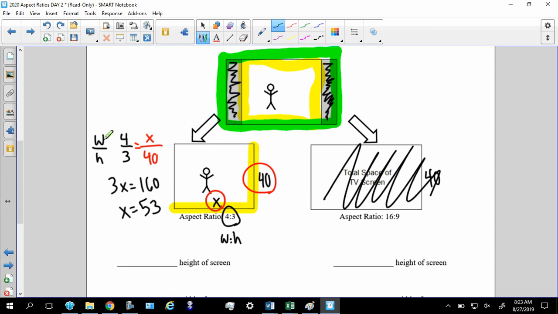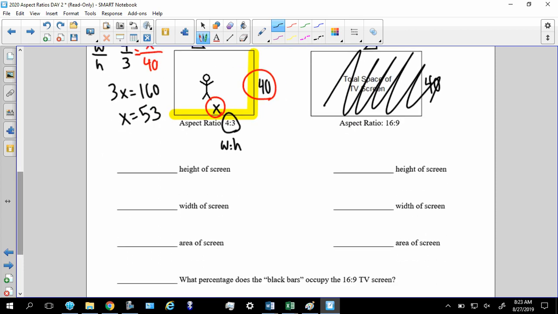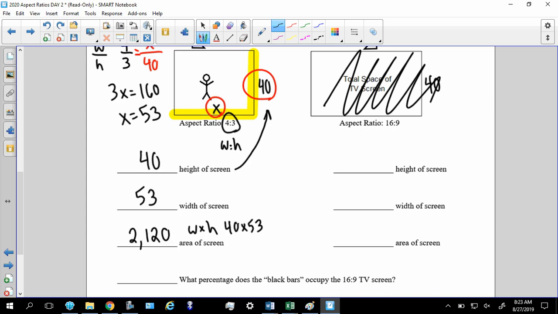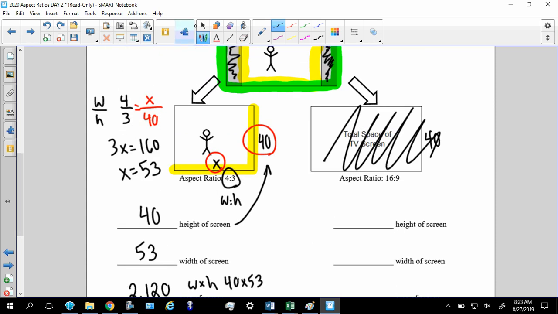All right, so when we start filling this stuff out, like the width of the screen, we just found out that was 53. Now the height of the screen is already given to us. That was 40. Now to find the area of the screen, the area is just area of a rectangle, which is width times height. So width times height, that'll be 40 times 53. That gives you 2,120. Now let's hold there for a second.